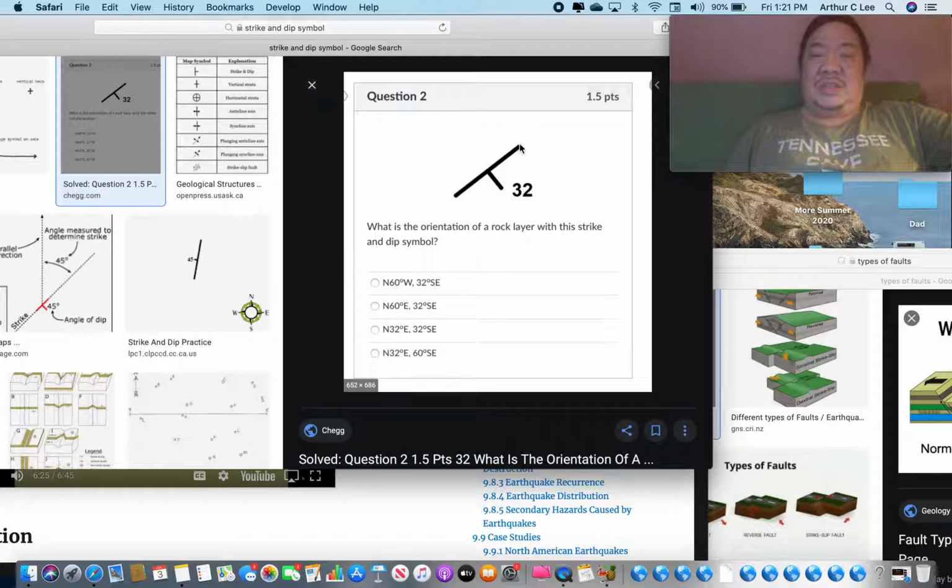Which way is this feature striking? It is striking to the northeast. That's northeast. And it's dipping to the southeast at 32 degrees.